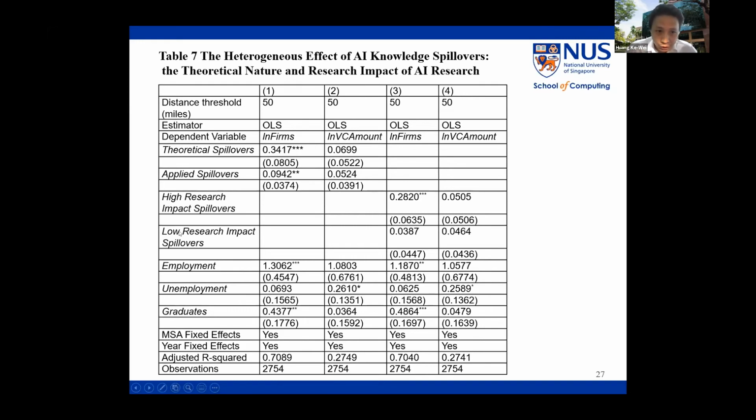For high research impact and low research impact, we just count the citations. We know the citations of each paper, so we split them into two sets, high citation versus low citation. We can see that the high citation papers, again, matter more for the number of startups, but both are not significant for the VC amount of the investment.